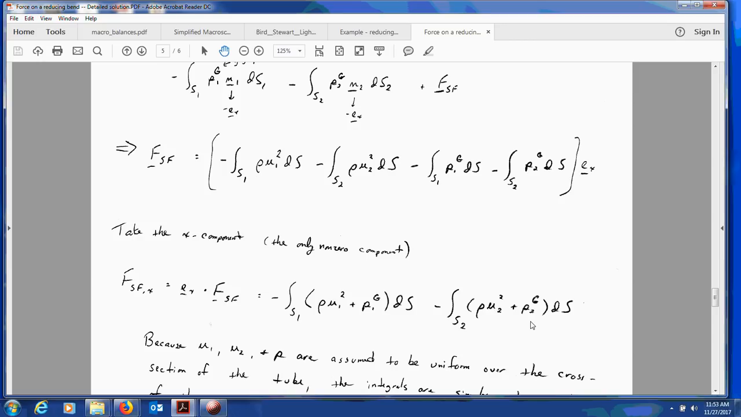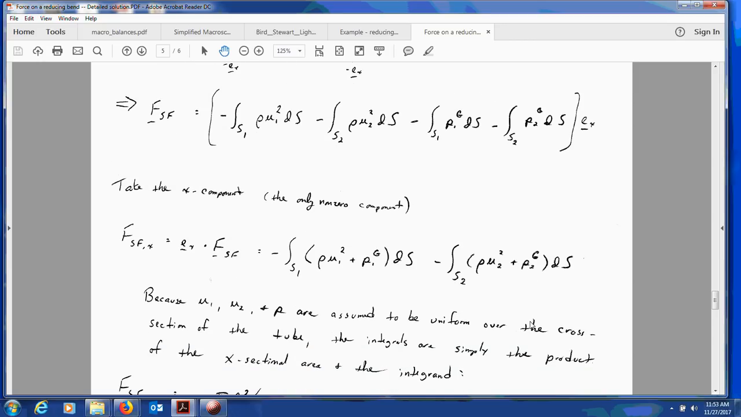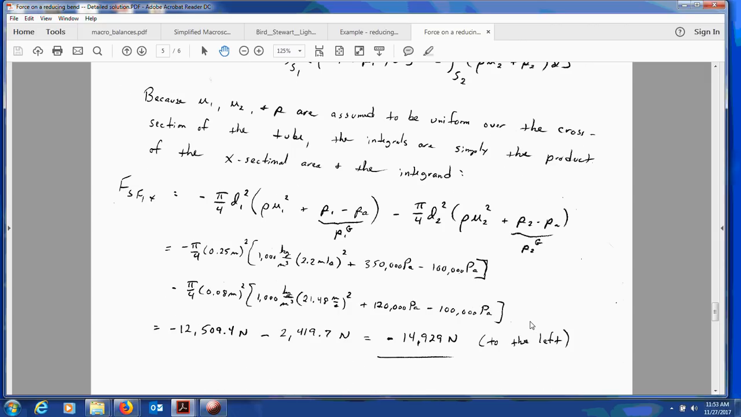Because the velocities u1 and u2 and the pressure are assumed to be uniform over the cross-section of the tube, the integrals are simply the product of the cross-sectional area and the integrands. Consequently, the force of the solid on the fluid is equal to minus the cross-sectional area at surface 1, pi over 4 d1 squared, times the integrand, rho u1 squared plus p1 gauge, which I've written as p1 minus p atmosphere. And we have minus S2, pi over 4 d2 squared, times rho u2 squared plus p2 gauge, and p2 gauge is p2 minus p atmosphere.